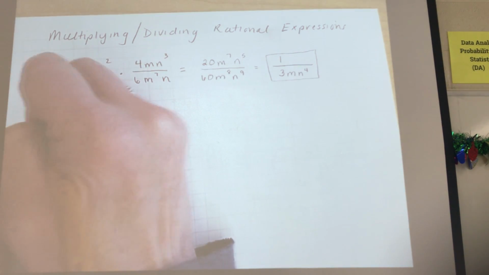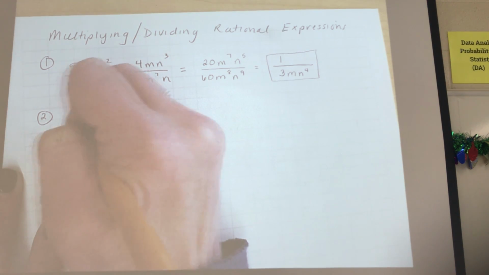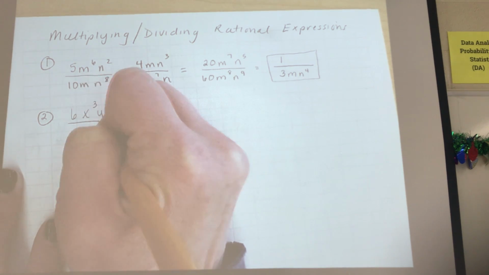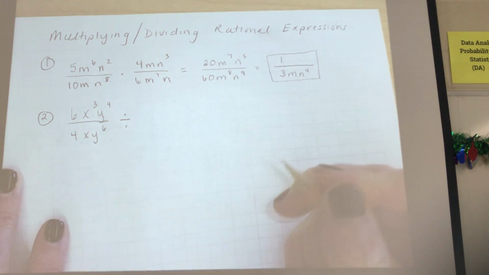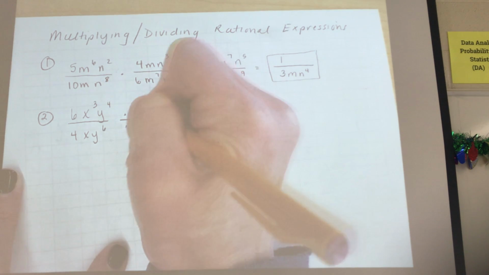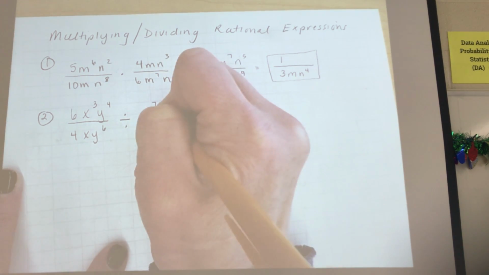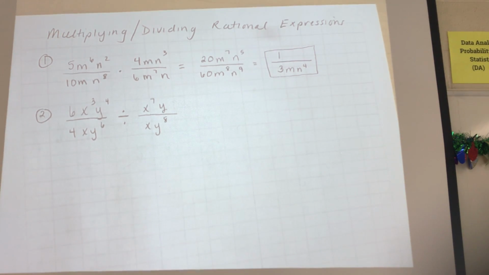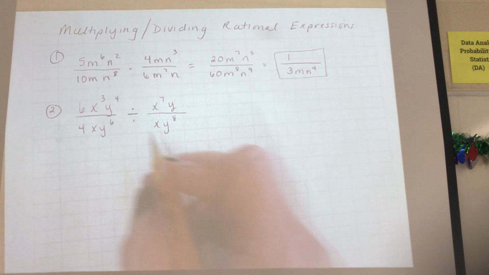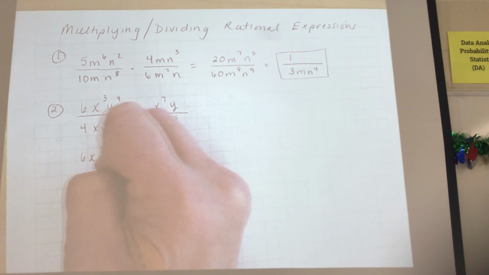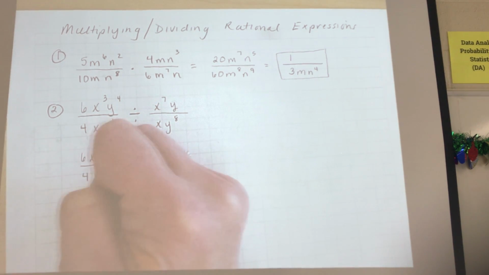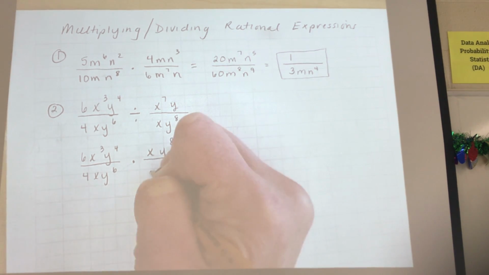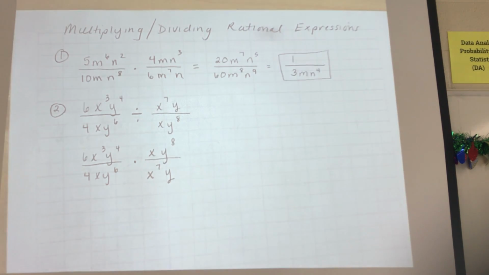Let's look at another problem. Now, this one is going to be division. However, division turns into multiplication when you're working with fractions, so it's essentially the same type of problem. So here's my original problem. You want to remember that division of fractions turns into multiplication by the reciprocal, so I will rewrite this. The first fraction stays the same, and I'm now multiplying by the reciprocal of the second fraction.